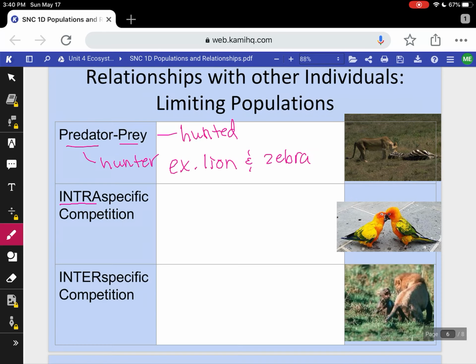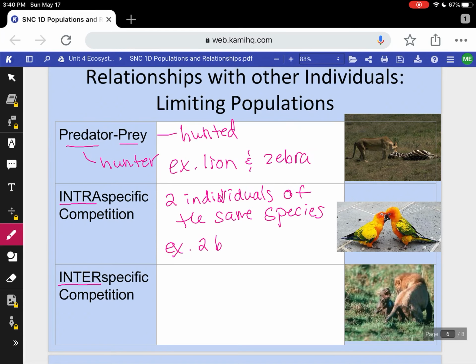We can have 2 different types of competition, and they're called interspecific competition and intraspecific competition. Intraspecific competition is between 2 individuals of the same species. So for example, in this picture here, we have these 2 birds fighting over the seed. They're 2 birds of the same species and they're fighting over a seed.